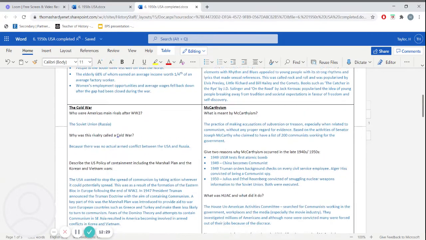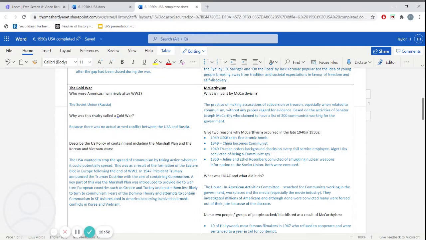Right, so next up, the Cold War. Now, this is more important when it comes to your conflict and tension in Asia module, but it does play a very significant role in some of the societal developments that happen in the post-war period of American society. So after the Second World War, who were America's main rivals? That was the Soviet Union, which is now known as Russia.